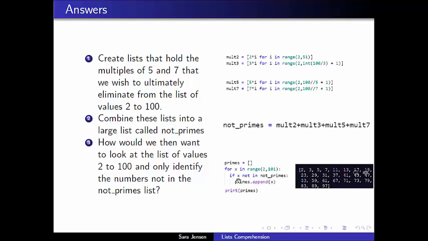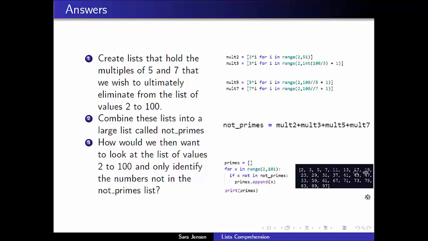If it's the case that this value x is not in the list of not primes, then that means that it's a prime number, and I'd like to take my list of primes and add to it this value x. Notice that there's no else statement here. If x does happen to be in the list of not primes, then I don't want to do anything to it. I just want to let it pass and move on to the next value in my range. And see that when I print the primes here, I get something over here, which to me as a mathematician is very familiar as a list of primes.